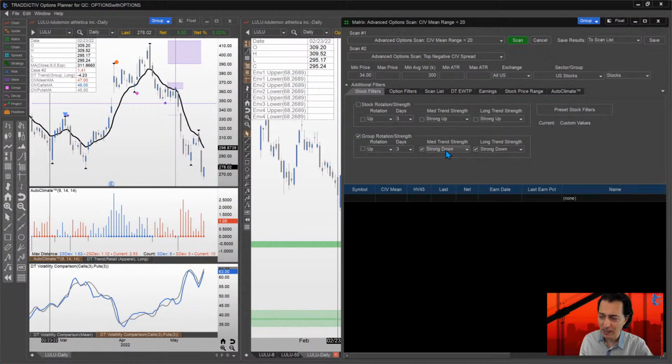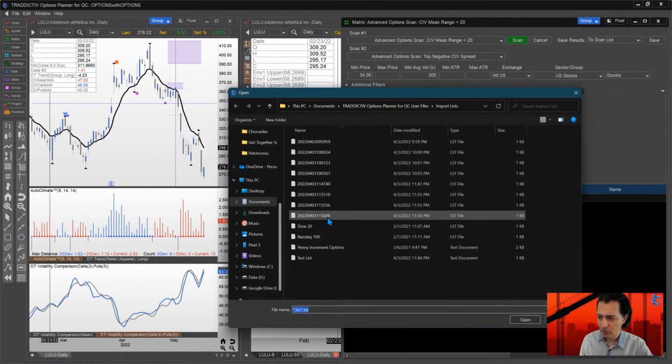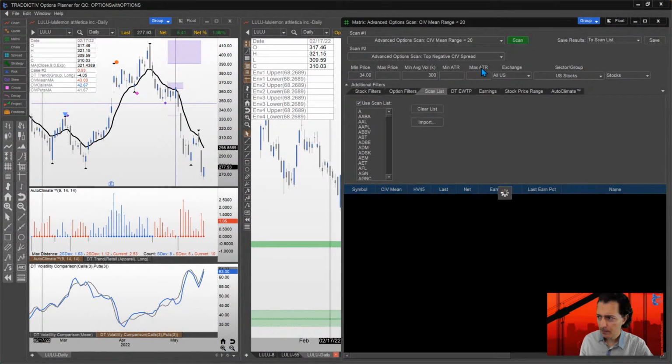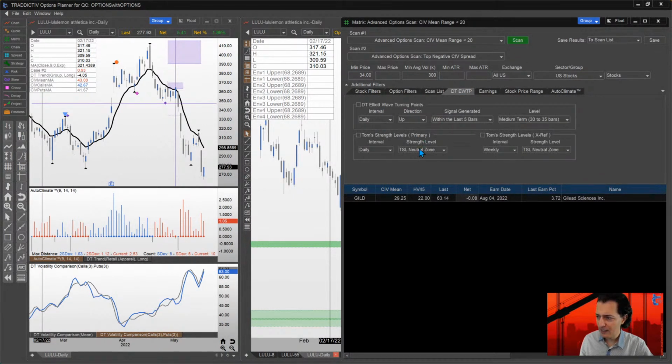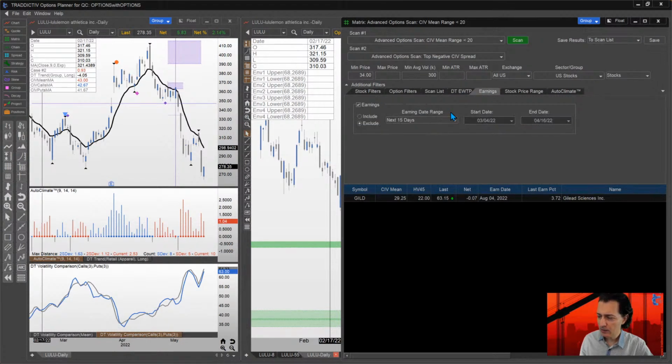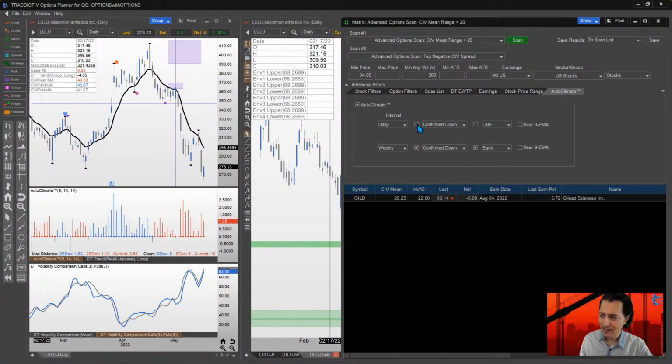So I want those stocks to belong to groups that, both on the midterm and the long term, are showing weakness. I want to use my list of penny increment options. I don't want to have anything here which is strength of any sort. Earnings, I would say next, more than 30 days, so we have more time to get to a target. And also auto climate. Ideally, being very perfectionist here, we'd like to have a weekly climate down, which is early, and a daily climate confirm down, which is early or sensible and close to the 9 EMA. That's a lot, and probably I'll get nothing.